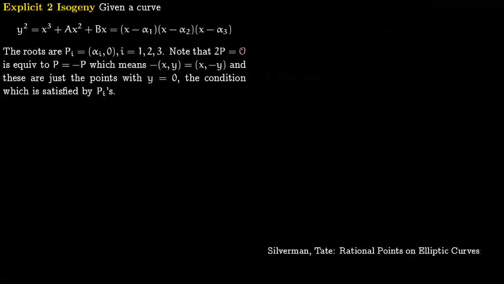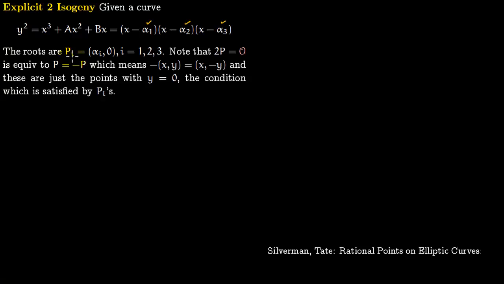In this lecture, we construct an explicit 2-isogeny. Say we are given a curve y² = x³ + ax² + bx, and say it factorizes as (x − α1)(x − α2)(x − α3). So α1, α2, α3 are the roots.